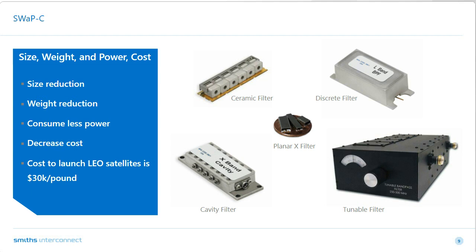Our Planar X series of bandpass filters offer a good solution to address the SWaP-C market demand. They offer significant reduction in size and weight, but with excellent performance. My colleague, Sean Adams, will review this in more detail soon.